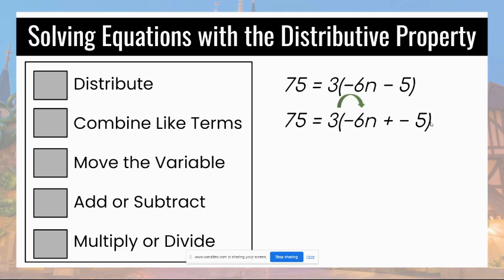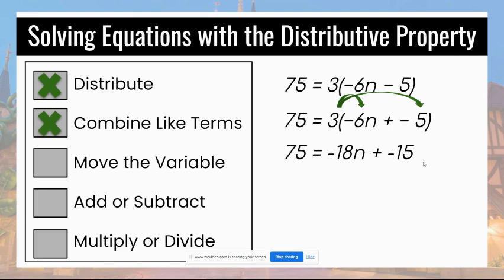So I distribute the 3. 3 times negative 6n is going to be negative 18n. 3 times negative 5 is negative 15. So I have 75 is equal to negative 18n plus negative 15. So now I'm done with distributing, time to combine like terms. Well, there's nothing to combine on the left, and on the right, I can't add negative 18n and negative 15. So I have no like terms to combine.